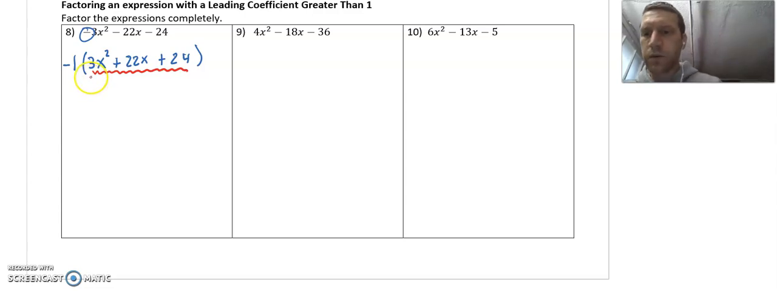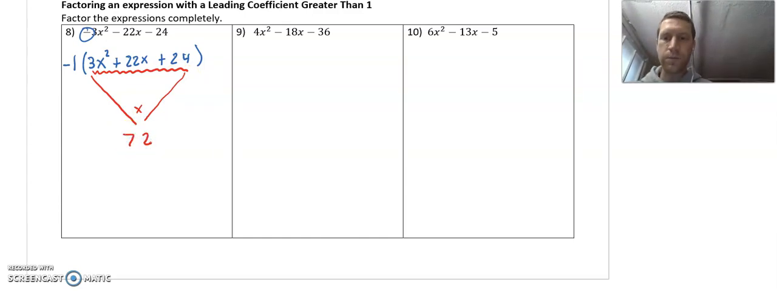So first thing we want to do, let's take our leading coefficient and our constant and let's multiply those together. So 3 times 24 gets me 72. And what I want to do is find a pair of numbers that's going to multiply to give us 72 and add to be my linear coefficient of 22. Okay, so let's think of some pairs of numbers. Always think of the multiplication. There's fewer numbers that will multiply to your target than there are that will add to your target.